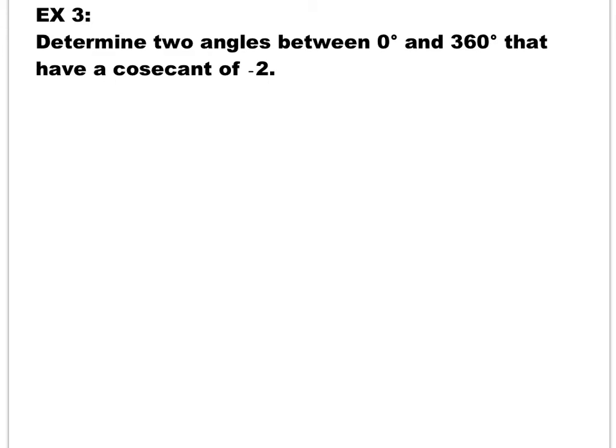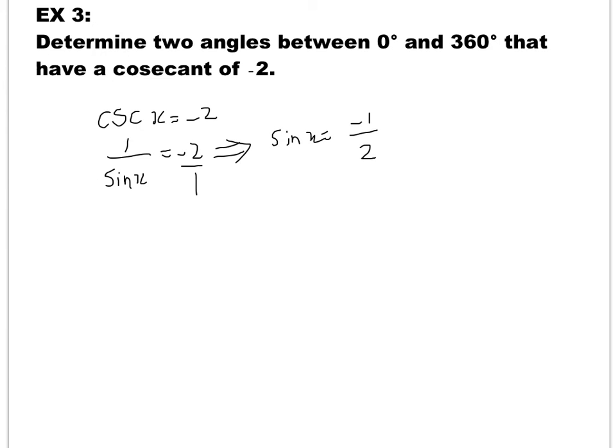Okay, I know that the cosecant of that angle, let's call it x, is negative 2. But by definition, cosecant is 1 over sine x. So I can write this as 1 over sine x is equal to negative 2. Or I can flip both sides. Remember, this is division by 1. So I get sine x is minus 1 over 2.